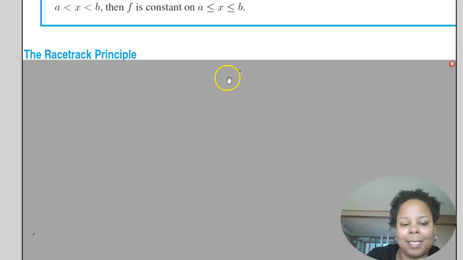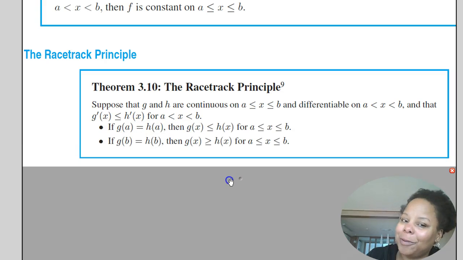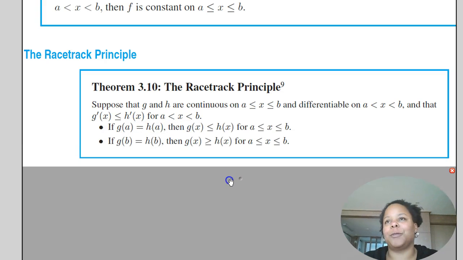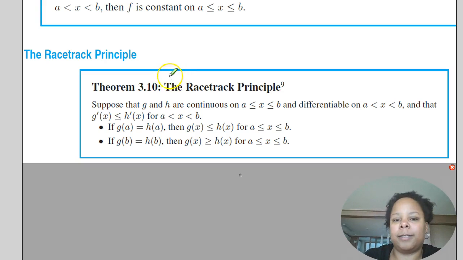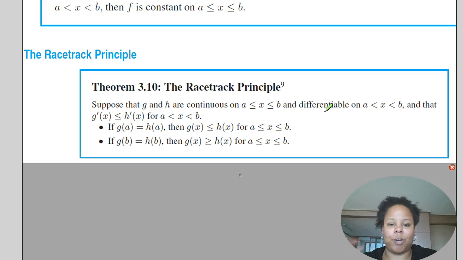And this last thing is called the racetrack principle. The reason why they call it the racetrack principle is, let's say we have two functions, g and h, where one is always greater than the other one. So if we start a race where g and h are at the same starting line, and as time goes on, g of x will always be bigger than h of x. So that's essentially the idea behind the racetrack principle.